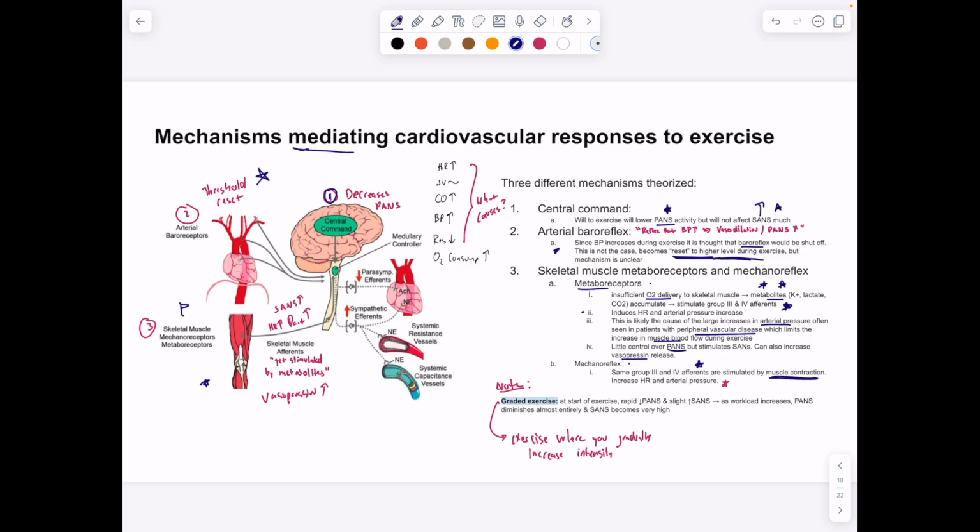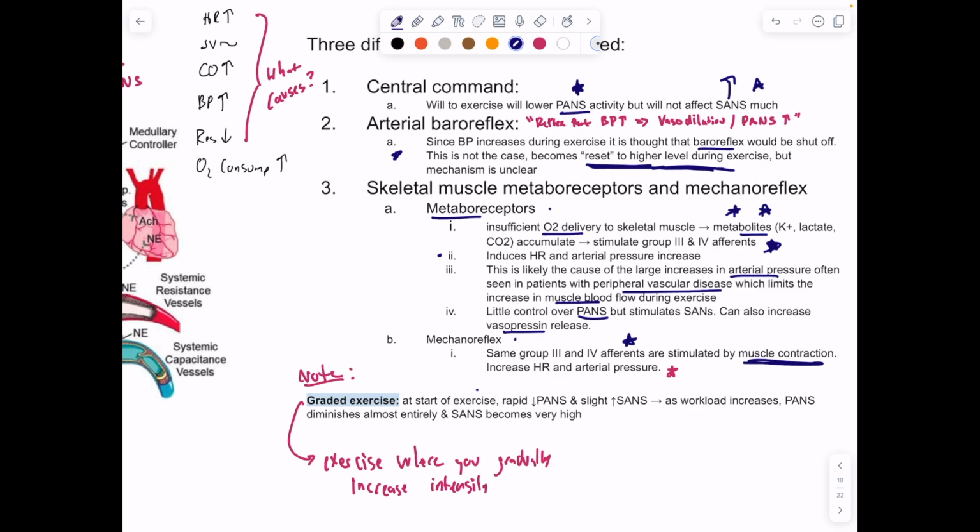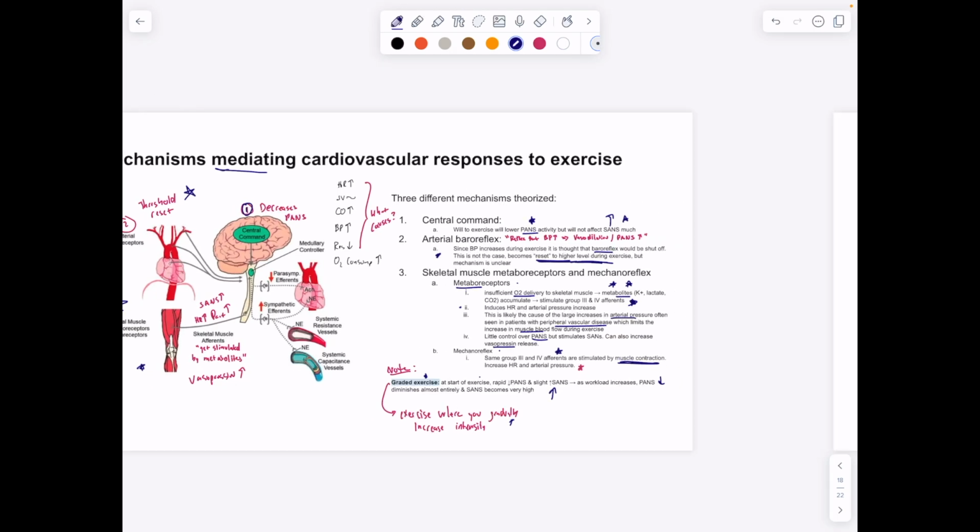All right, and then so that's this final thing. Graded exercise. Graded exercise is defined as exercise where you're gradually increasing intensity, and the idea is that in response to graded exercise, at the start of the exercise you have a rapid decrease in the parasympathetic nervous system, a slight increase in sympathetic nervous system, and then as you increase the intensity of the exercise, the parasympathetic nervous system activity is going to basically go to nothing, and the sympathetic nervous system increases dramatically.